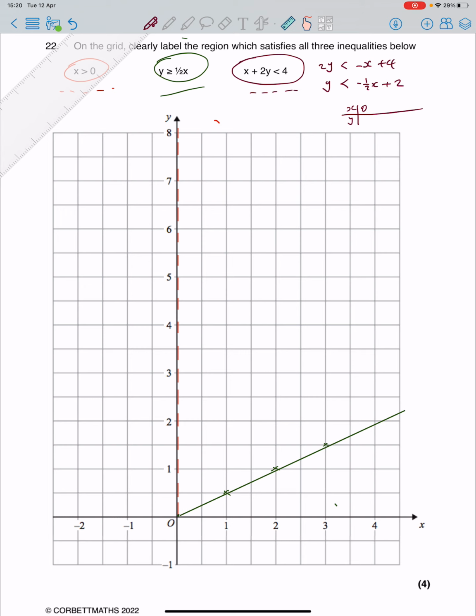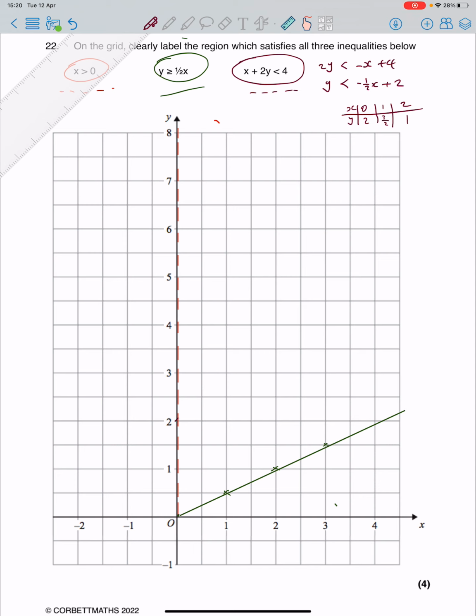Then y is going to be equal to 2. If x equals 1, y is minus a half times 1, which is minus a half, plus 2, which is, well, 2 minus a half is 1.5, or 3 over 2. If x equals 2, then y is equal to minus a half times 2, which is minus 1, plus 2, which is 1. Okay, I think that forms enough of a pattern there.